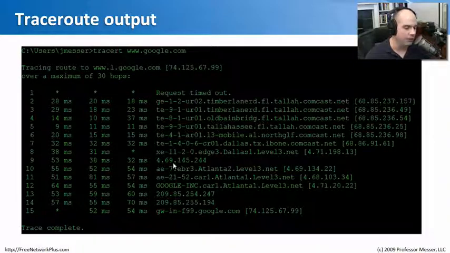If one router along the way goes bad and it starts dropping packets like this one did right here, then you may want to call your provider and say, I've got a problem communicating out to Google. The response times are very high, or I am losing packets. And it's at this router I start losing packets. Now I can go to that router and see what the next step is and start troubleshooting my link.